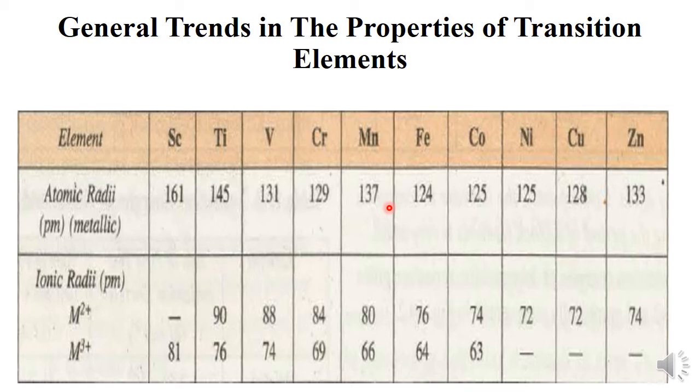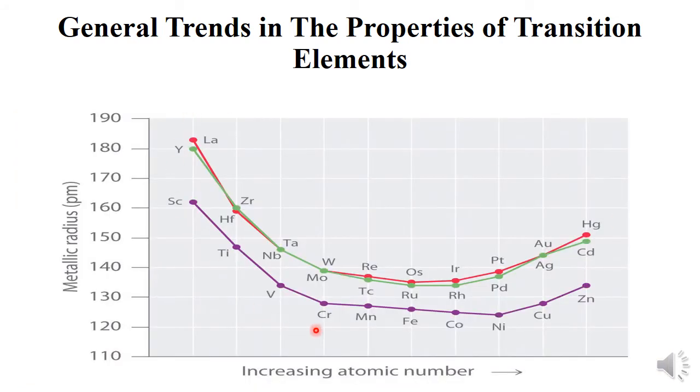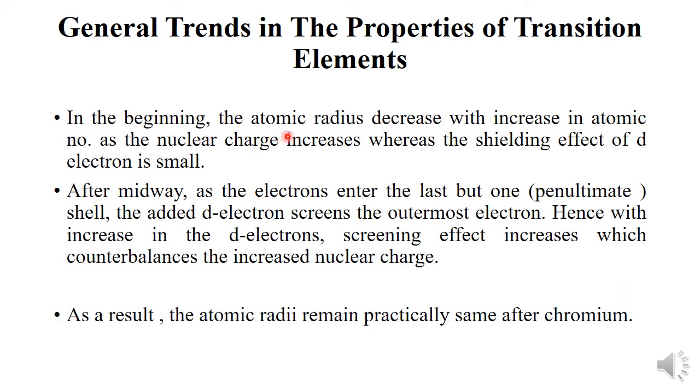After this, the atomic radii remain practically constant, from iron to copper, but in the last, from copper to zinc, there is a little bit of increase in the atomic radii. It is also clear from this graph that from scandium to manganese there is a decrease in the atomic radii, but after that it remains constant, and in the case of zinc there is a little bit of increase in the atomic radii. As in the beginning, the atomic radius decreases with increase in the atomic number.